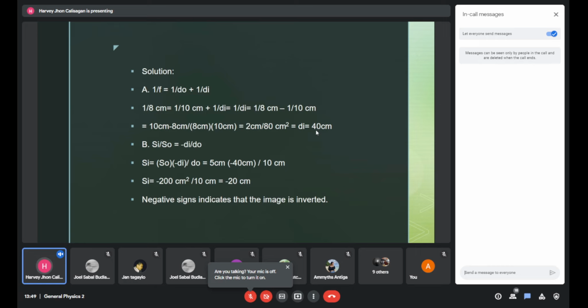We'll be cross multiplying everything here, and then canceling the SI will give us this new equation. After that one, we need now to substitute the given values. So we have 5 centimeter times negative 40 centimeter divided by 10 centimeter.